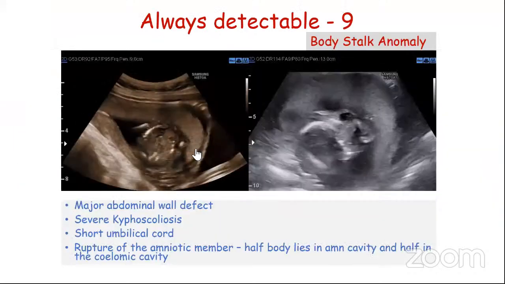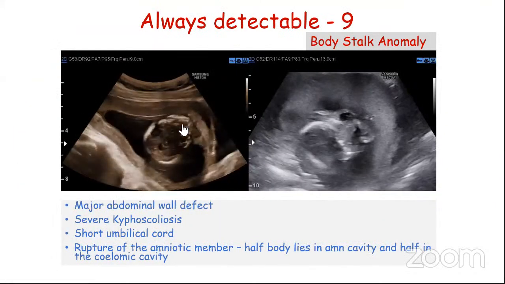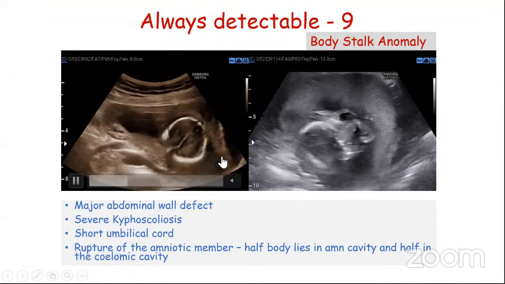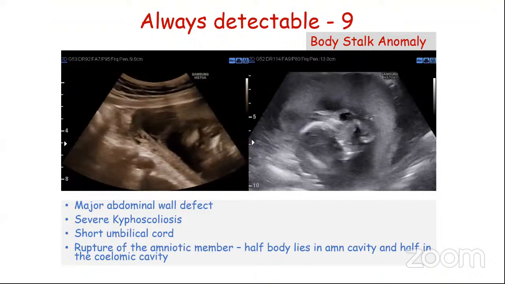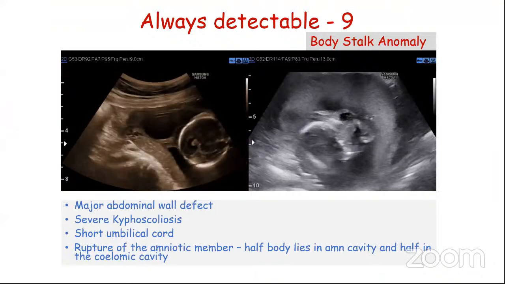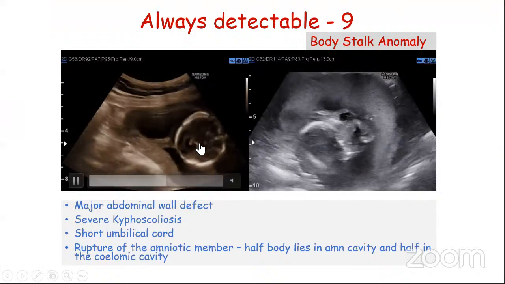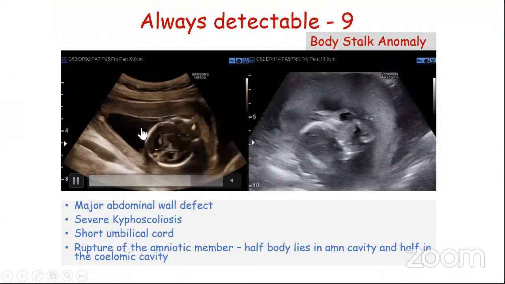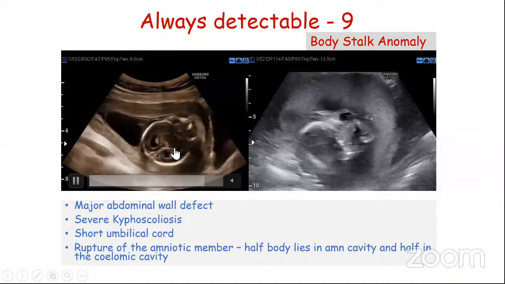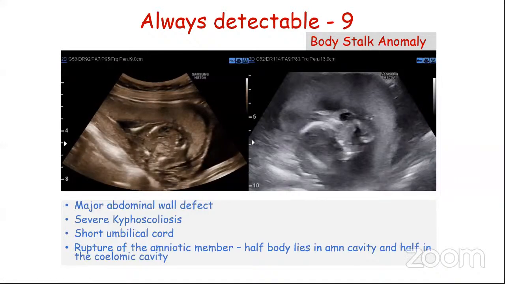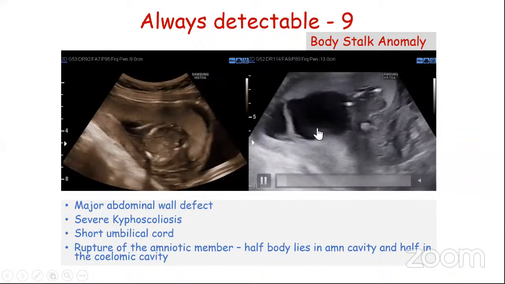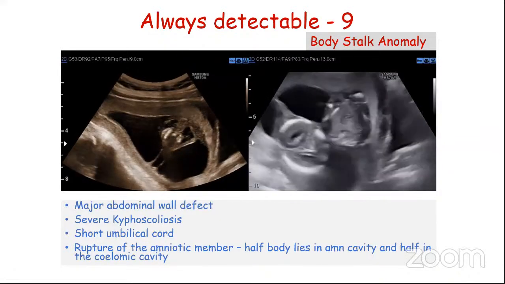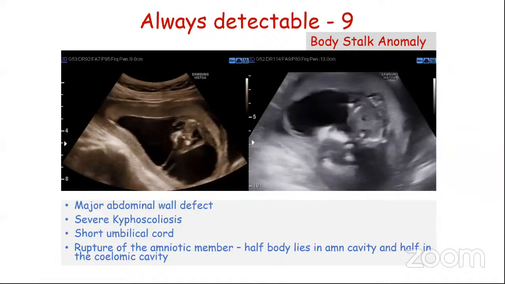Now here, anybody who doesn't have experience and is even a beginner can make out that this is not a normal appearing fetus. There is a gross abnormality and it is always detectable. However, it requires a little bit of skill and experience to know what exactly is going wrong here. So we can see the body is not moving, there's no umbilical cord, it's a short cord, and the body of the fetus is partly in the amniotic cavity and partly in the coelomic cavity. So this is a body stalk anomaly, and it's obviously never to be missed. It cannot be missed. However, to make the diagnosis, we will require a little bit of experience and training. So this was all about the always detectable abnormalities.